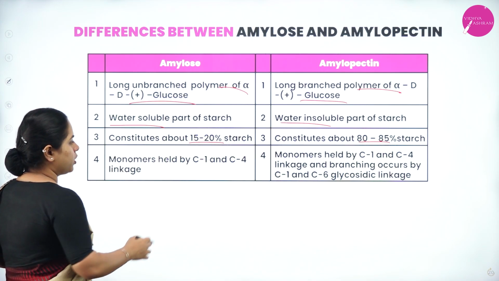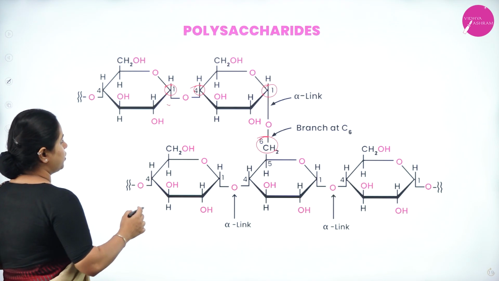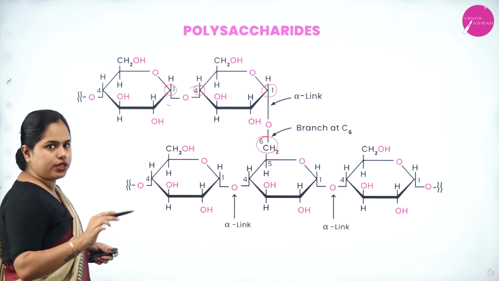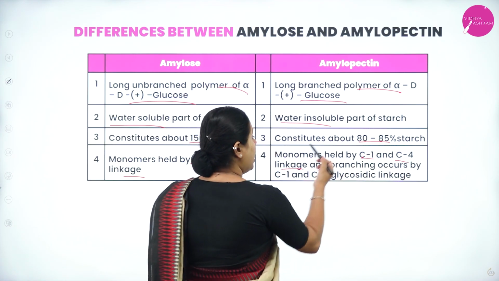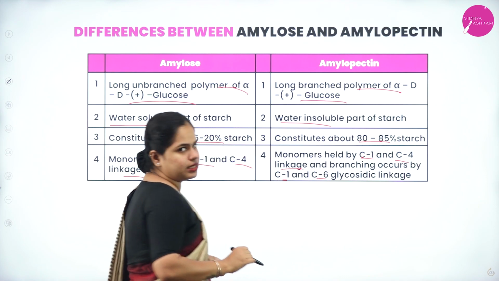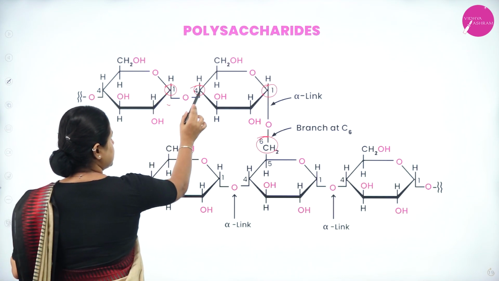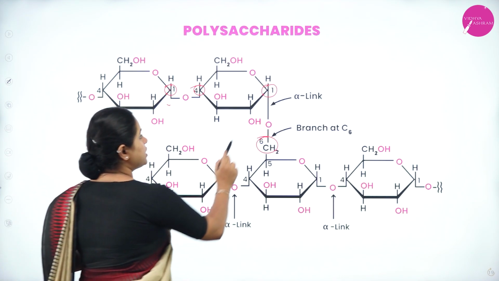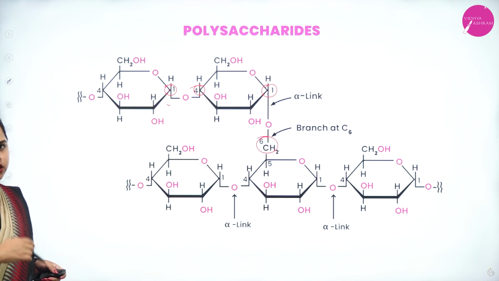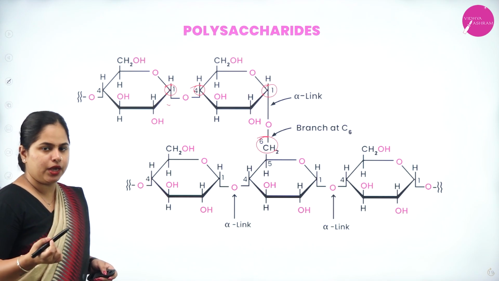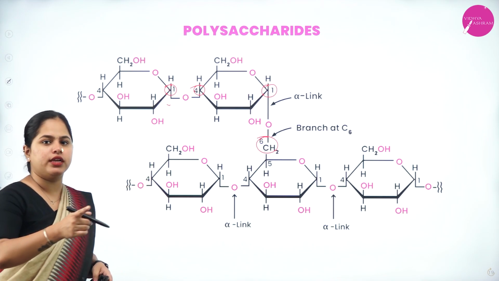Now monomers held together by C1 and C4 linkage: you can see here the C1 C4 linkage in case of amylose. In amylopectin, monomers are held by C1 and C4 linkage and branching is by C1 and C6. So you have this linkage as well as the one between C1 and C6. This together is called amylopectin. Two types of linkages will be there in amylopectin and only C1 C4 linkage in amylose.